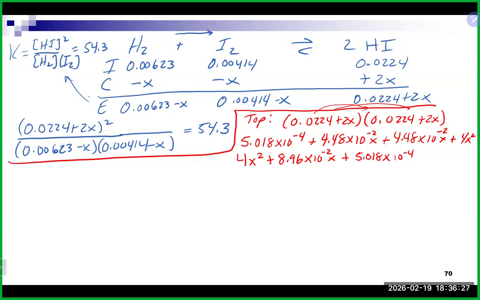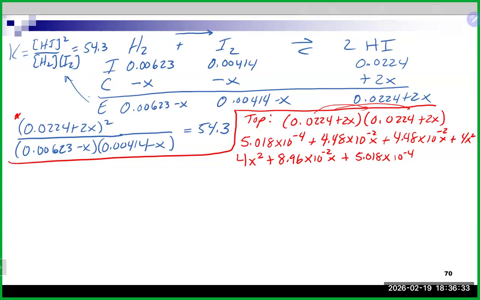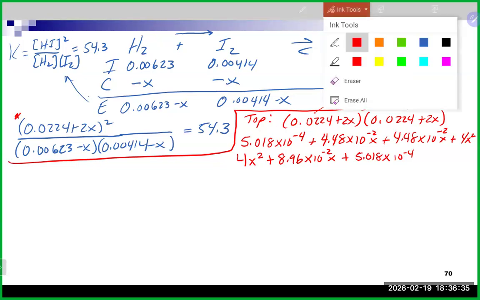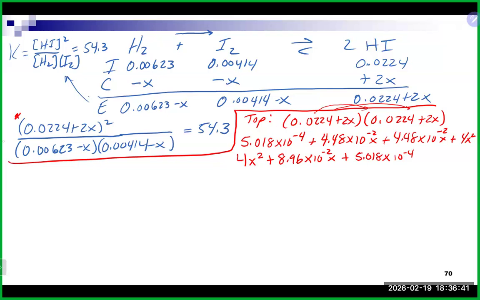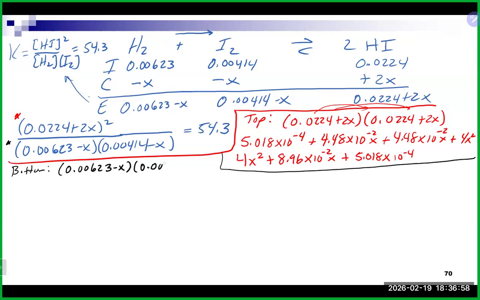All right, so that is basically what we just did. So now I'm going to do the same thing for the bottom. Maybe we'll do it in orange. Maybe we'll do it in black. All right, so we'll do the bottom, same deal. We've got 0.00623 minus x, 0.00414 minus x. Again, same thing, in and out. And that's going to get us here.